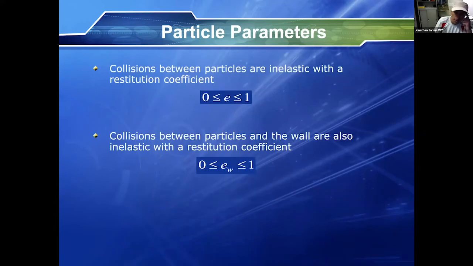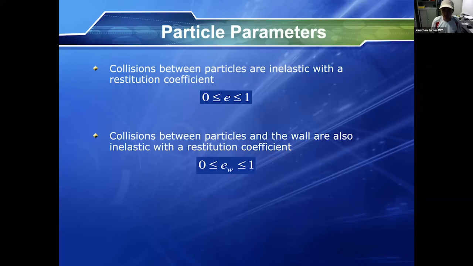There are also two particle parameters. When two particles collide, they have a coefficient of restitution, E. E is between 0 and 1. If E is equal to 1, the collision is considered to be perfectly elastic, no energy lost. If E is equal to 0, then the component of momentum parallel to the collision is completely destroyed, lost.